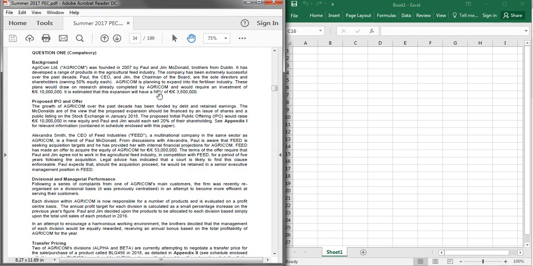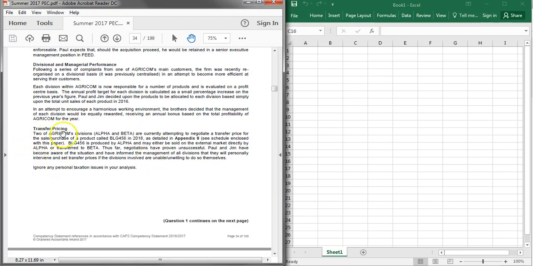So the background to this, we'll just look at it briefly. It's an agri company focused on agricultural feed, and they're looking at expanding into the fertilizer industry. Now they're obviously looking at an IPO and the performance measurement, but we're going to park those because we're not really interested in them. For this section, we're interested in the transfer pricing paragraph. So you have 2 divisions, and again, the first part always of a transfer pricing question is understand what's going on. So in this case, we have Alpha and Beta, and Alpha can sell to Beta or it can sell externally. So it's 2 choices.